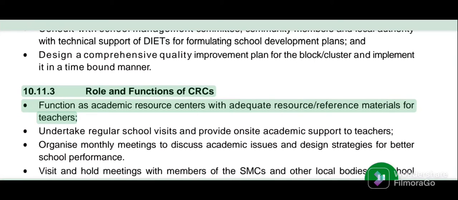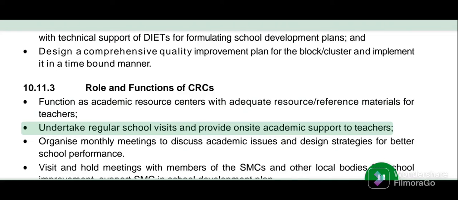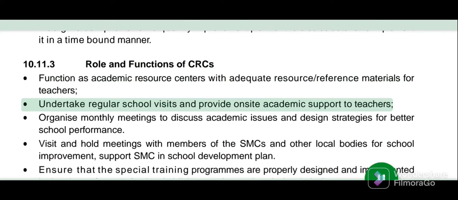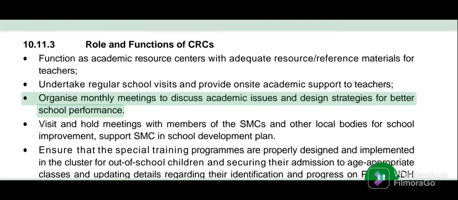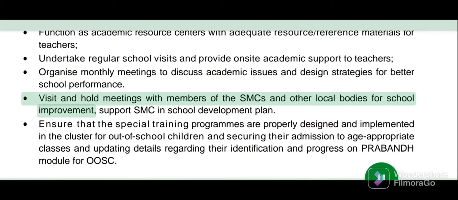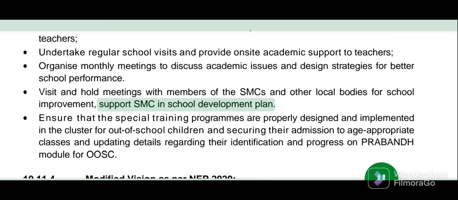10.11.3 Role and functions of CRCs. Function as academic resource centers with adequate resource reference materials for teachers. Undertake regular school visits and provide on-site academic support to teachers. Organize monthly meetings to discuss academic issues and design strategies for better school performance. Visit and hold meetings with members of the SMCs and other local bodies for school improvement. Support SMC in school development plan.